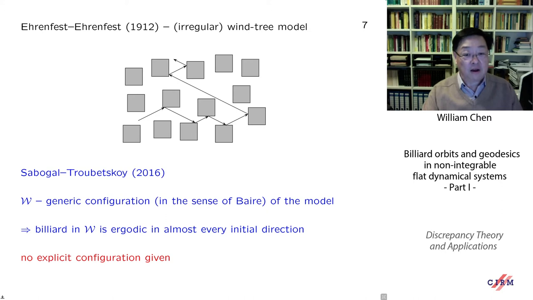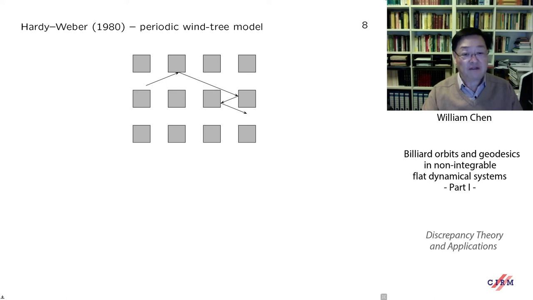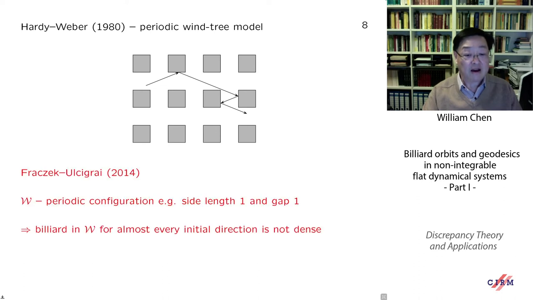Well, after this early model, in 1980, Hardy and Weber considered the periodic wind tree model. Here we have obstacles that are the same, but they are placed in a very regular and periodic fashion. Here, there is the famous result of Fraczek and Ulcigrai, where let's say we consider the configuration where the obstacles all have side length 1 and the gaps between neighboring ones are equal to 1 as well. And we play billiards in the gaps in between. Then they show that in almost every initial direction, we don't get density. In other words, if we want density, then the choice of initial directions is very limited indeed. It's a set of measure 0.